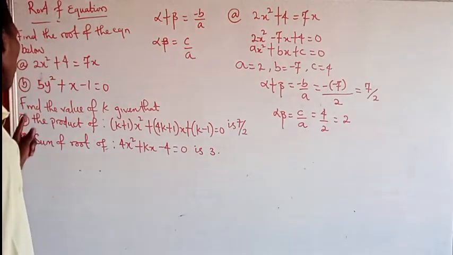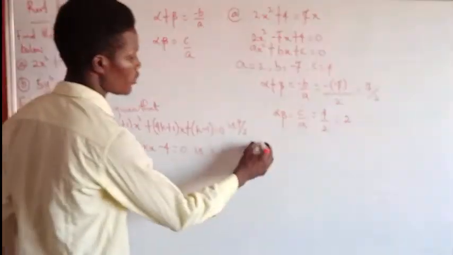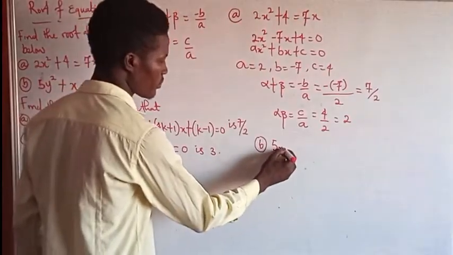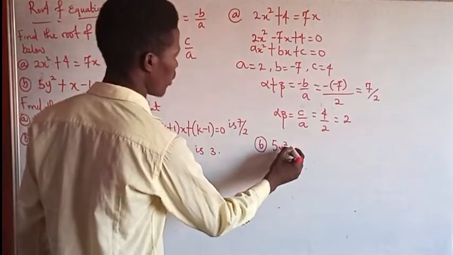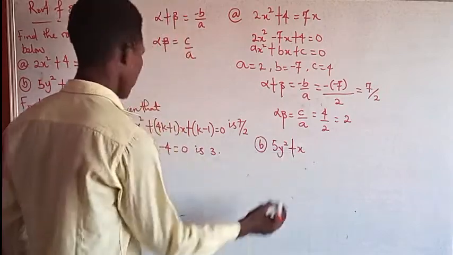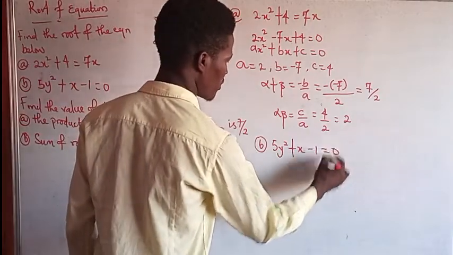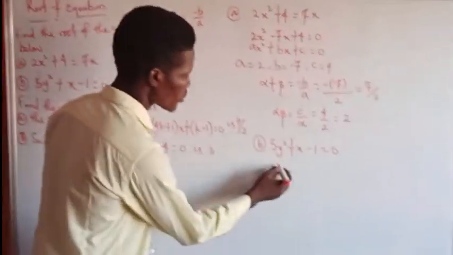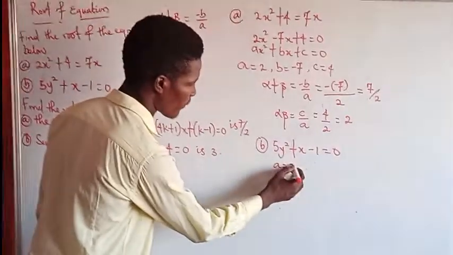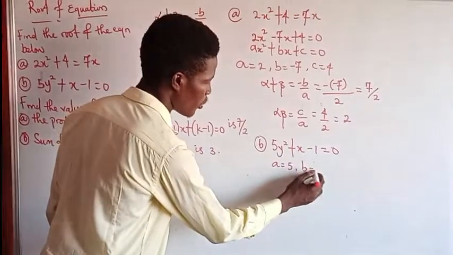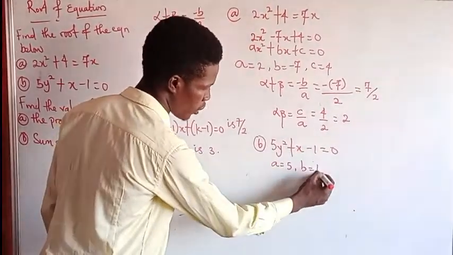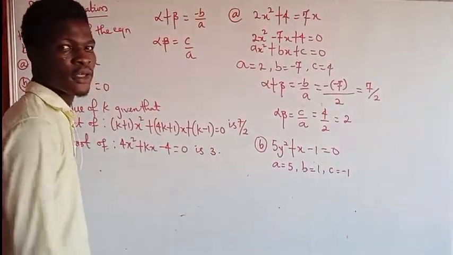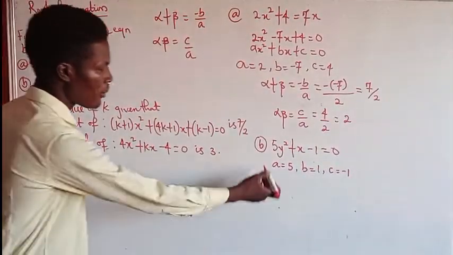Alright, so the second question, we have question b, which says 5y squared plus x minus 1 equals 0. I want to find my sum of roots and product of roots. So here I know my a will be what? 5. My b will be what? Coefficient of x, which is 1. And my c is what? Minus 1.